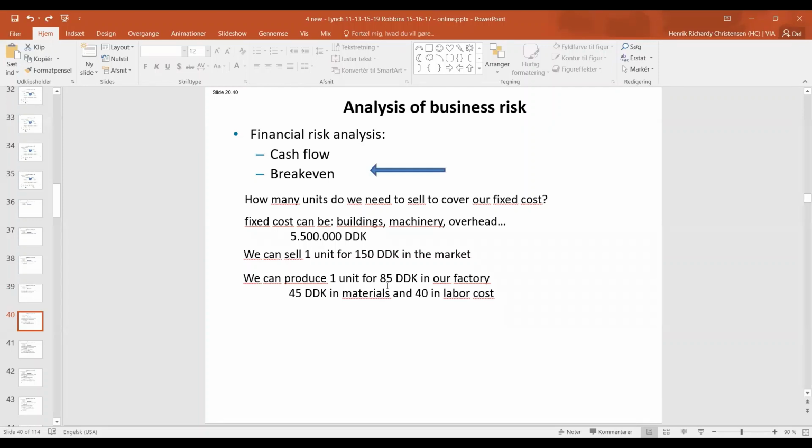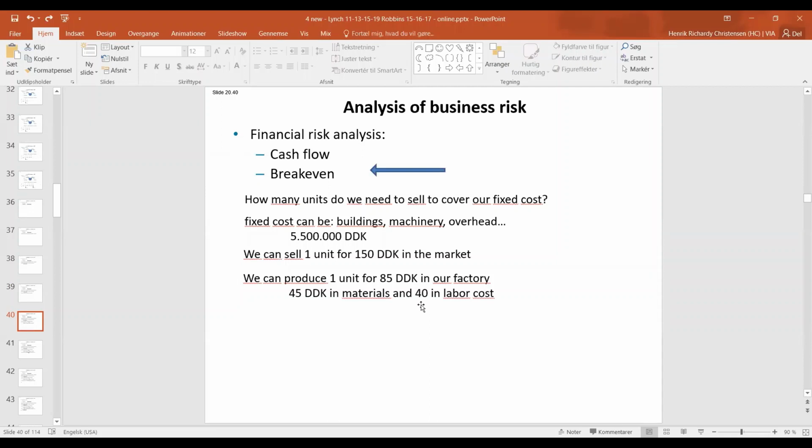And what is it that we know to produce in our factory? It simply means that in order to produce our product, we spend 45 Danish on materials. That could be the raw materials that we bought from our suppliers, because we can directly see that these costs go to production of one unit. And then we spend 40 Danish on labor cost. And let's imagine just for a minute that a Danish labor has an hourly wage of 160 Danish.